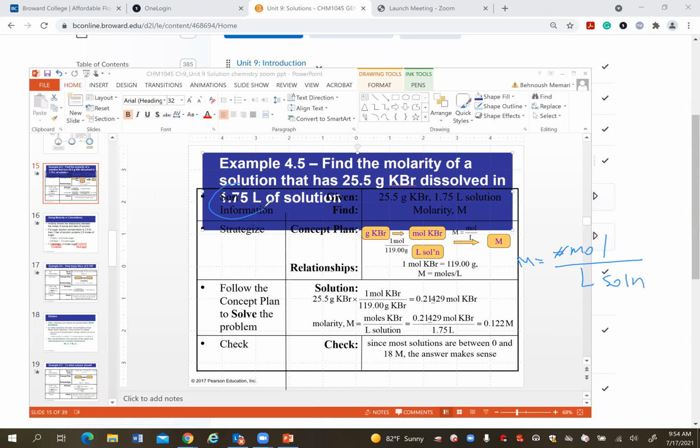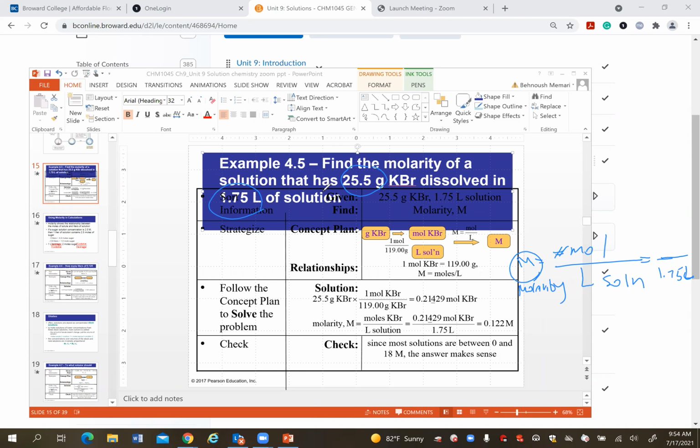So this problem, it gives me the liter already. So I know that this is 1.75 liter for the solution. But in order to find the molarity, I need to find number of moles. How do I find number of moles? Do I have number of moles? No, I am given the gram. So if I'm given only the gram, then I have to look for the periodic table and find the molar mass for KBr.